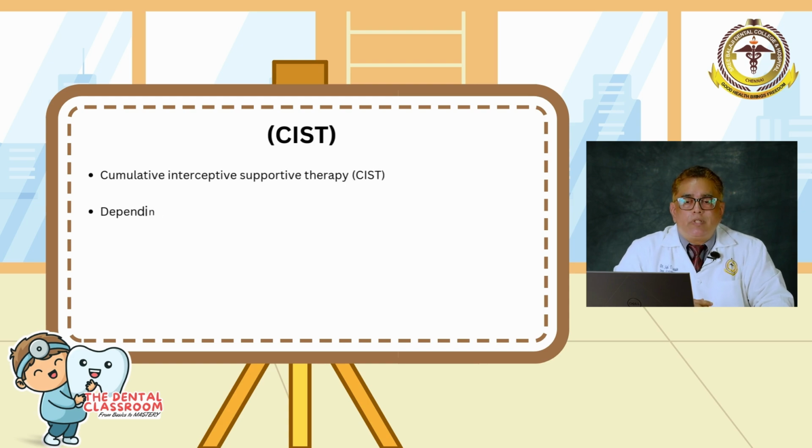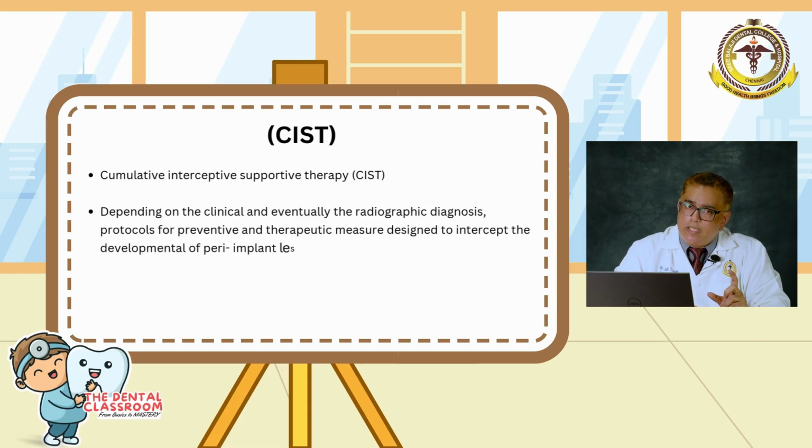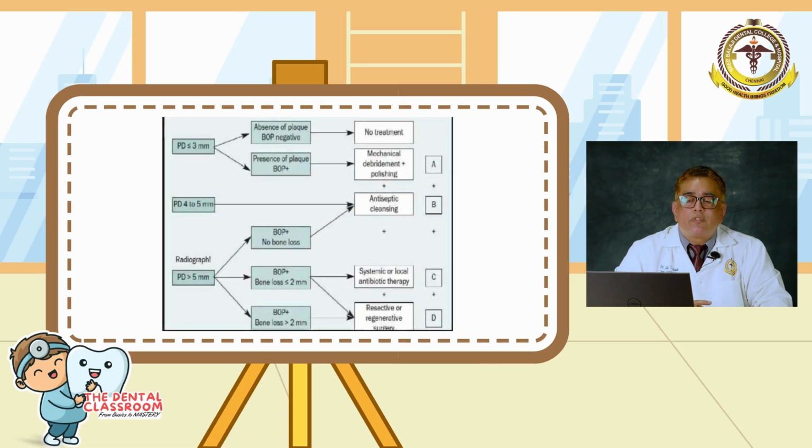I'm going to speak about CIST. What is CIST? It is cumulative interceptive supportive therapy. What happens? Depending on the clinical and eventually the radiographic findings, we take care with the help of radiographs also, the protocol for preventive and therapeutic measures designed to intercept the development of peri-implant lesions. The system of supportive therapy is cumulative in nature and it includes 4 steps.